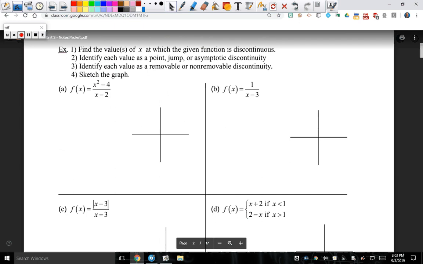Now that we have that out of the way, let's do these first two together. Please don't work ahead. We're going to find the x values where it's discontinuous. We're going to identify the value as a point, jump, or asymptotic. Then identify is it removable or non-removable, and then sketch the graph. I'll pause the time and give you 4 minutes. You might have to divide and conquer amongst your groups, and the solutions will be up here when we're done.